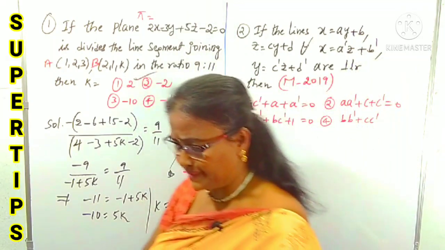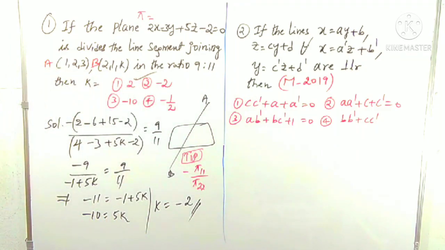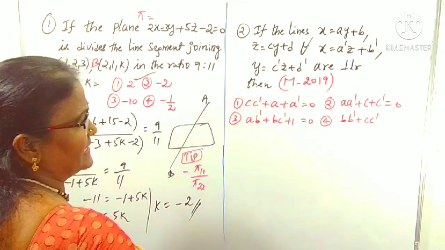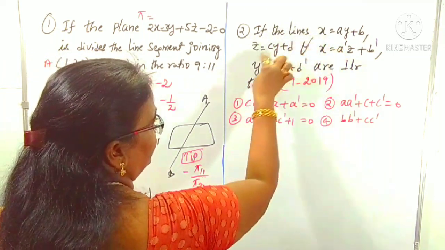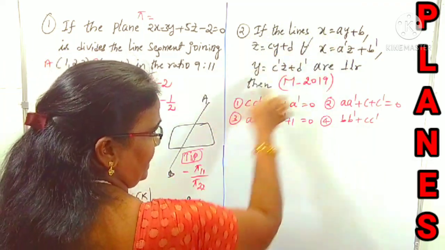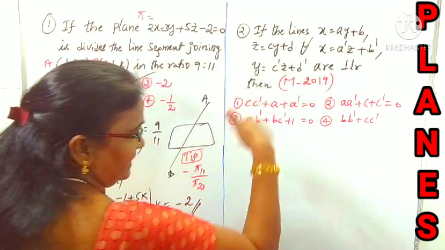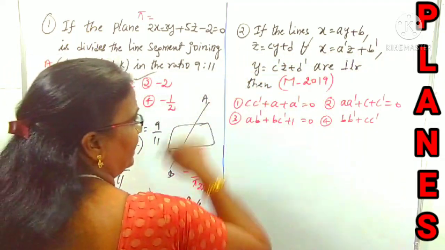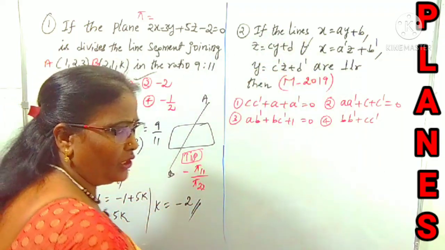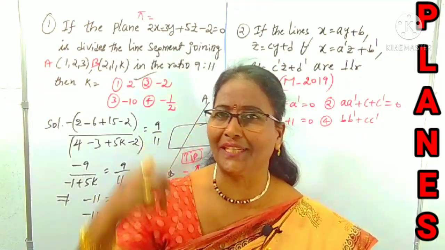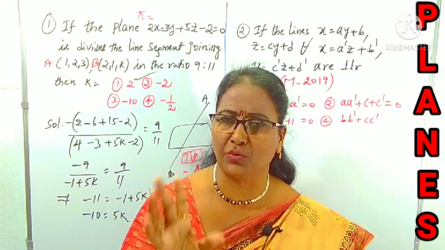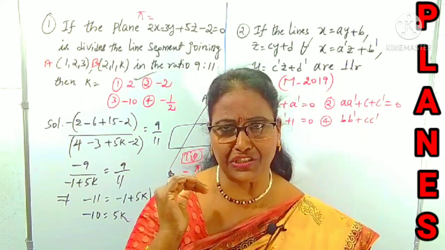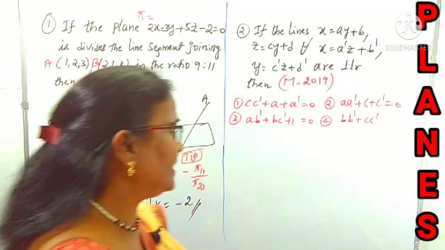Now we can come to the next question, which was given in Mains 2019. Recently it has been given. If these lines, this and this combination is one line, and these two combinations are the other line, and they are perpendicular. If two lines are perpendicular, what is the condition you have to recollect? Conditions for two perpendicular lines and two perpendicular planes are what you have to know. Parallel conditions also you have to know.